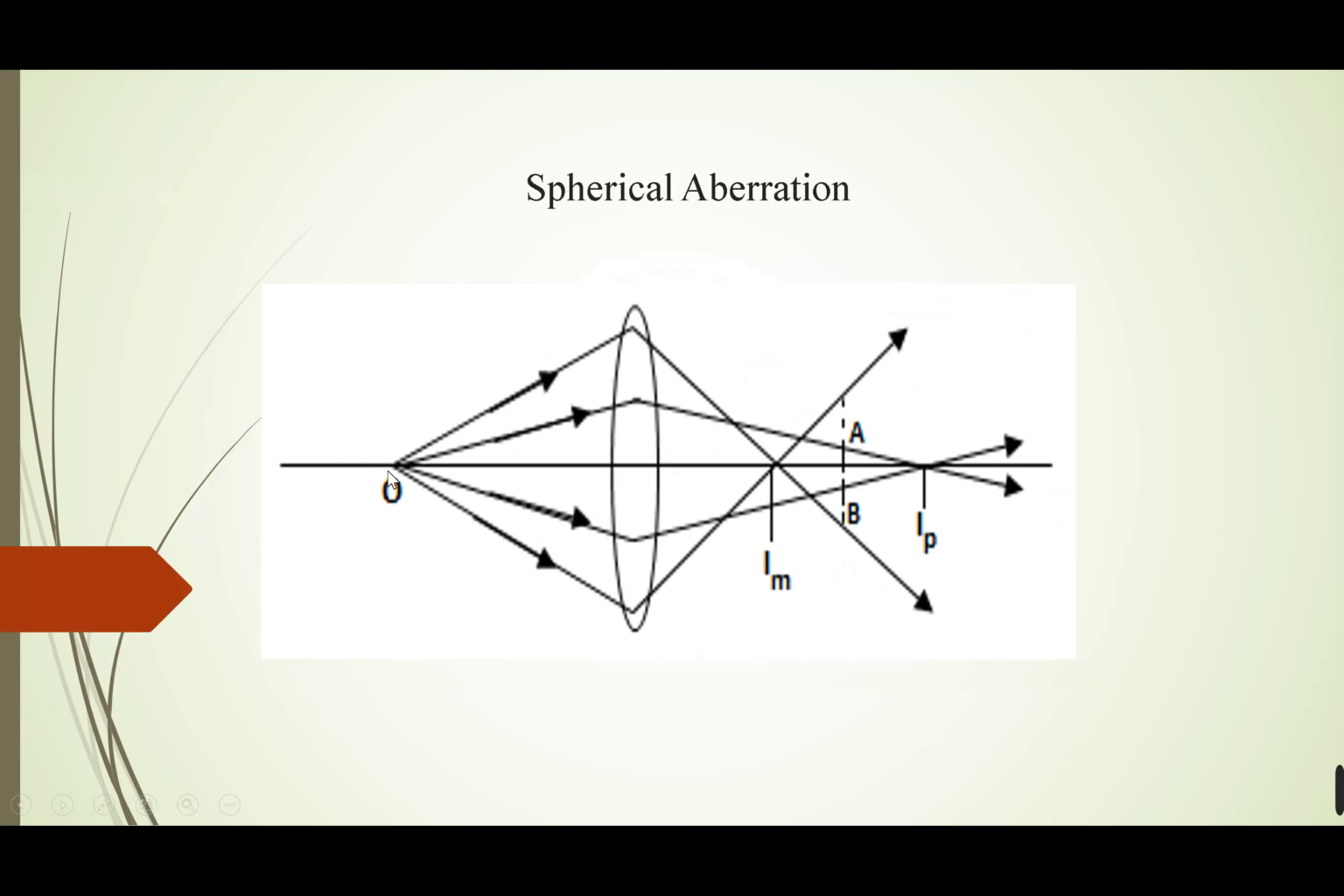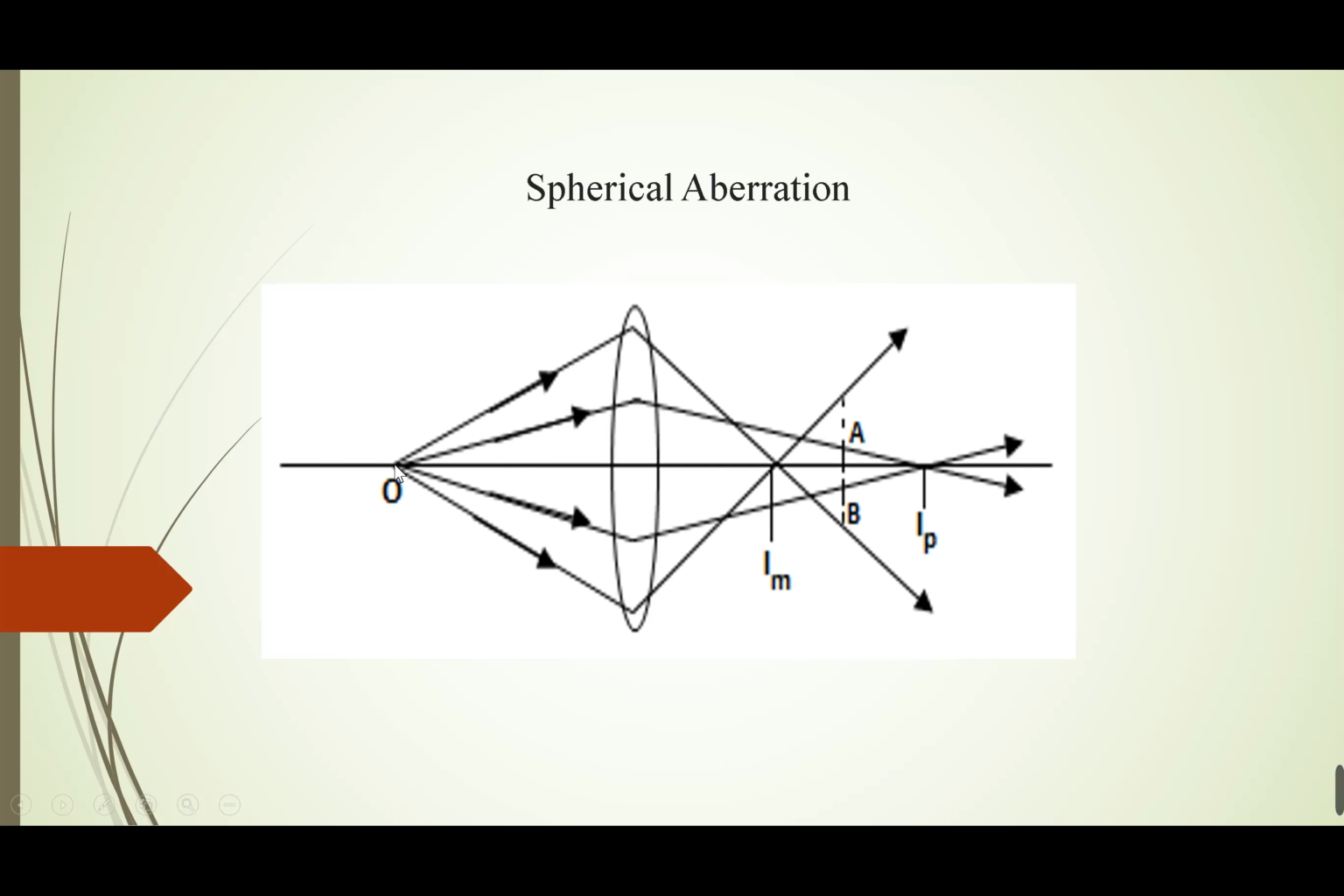Let us consider a point object situated on the principal axis of a lens with a large aperture. Monochromatic light is made incident from the point object. The light after refracting through the lens will not meet at a single point, as shown in the diagram. The rays close to the axis are referred to as paraxial rays. The rays incident at the exterior position of the lens are usually referred to as marginal rays.